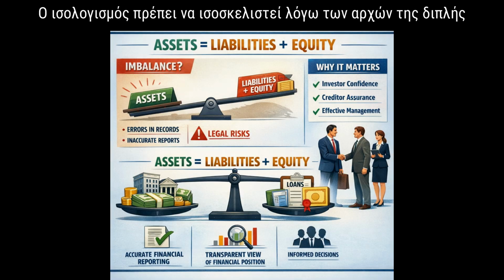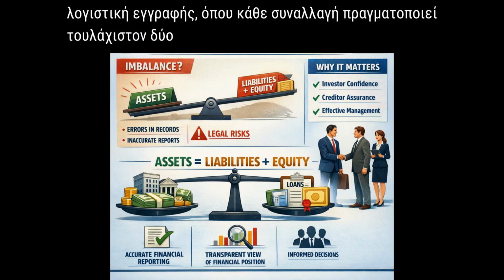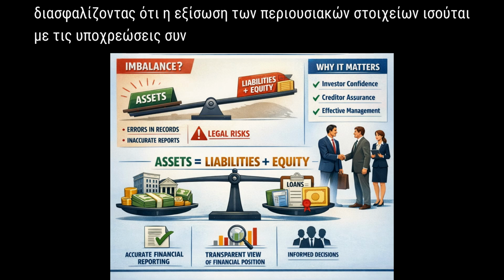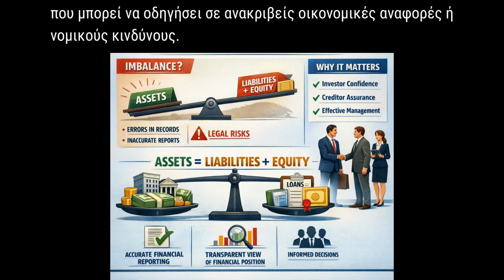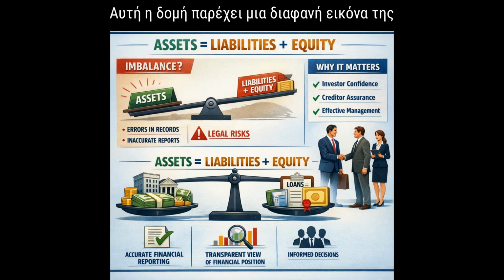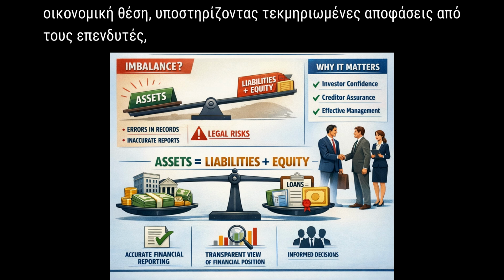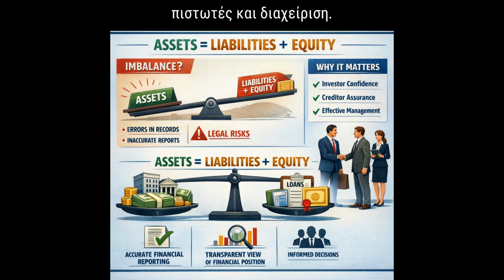The balance sheet must balance due to the principles of double-entry accounting, where every transaction affects at least two accounts, ensuring the equation assets equals liabilities plus equity remains intact. An imbalance signals errors in the records, which can lead to inaccurate financial reports or legal risks. This structure provides a transparent view of a company's financial position, supporting informed decisions by investors, creditors, and management.